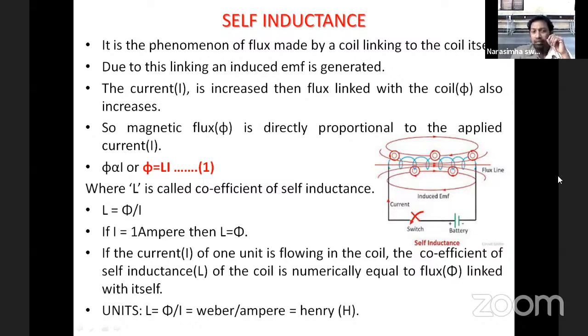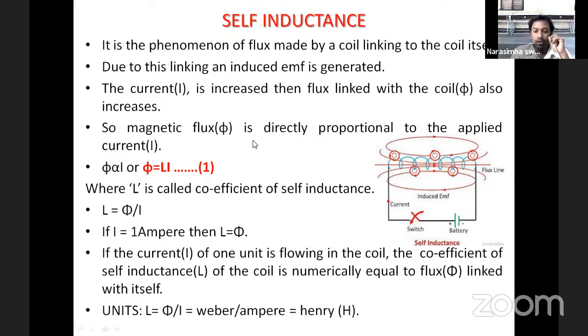So what is the name here? Self-inductance means that in a single coil the whole phenomenon is happening. The coil itself is linked with the magnetic field, induced current will be generated, and the coil itself is opposing the cause producing it. Who is the cause here? The changing external EMF. So it is the phenomenon of flux made by the coil linked to the coil itself.